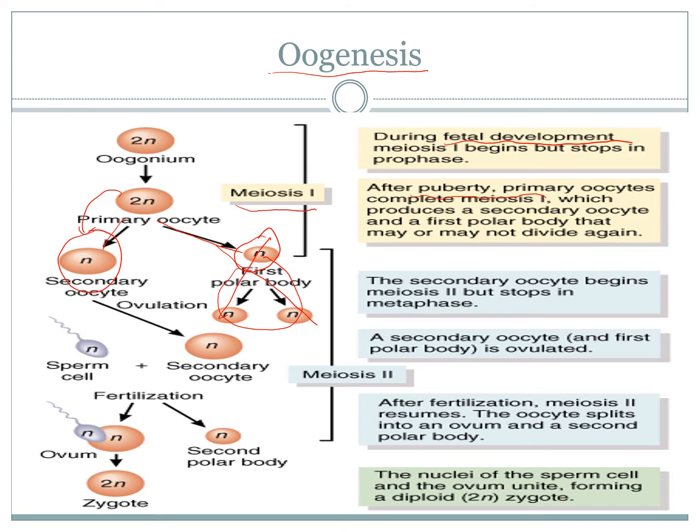Now, if that secondary oocyte is not fertilized, then it will never finish meiosis. It will stop at the metaphase of meiosis 2, and it's only when it is fertilized with a sperm that it actually finishes its meiosis 2. So again, quite unique.